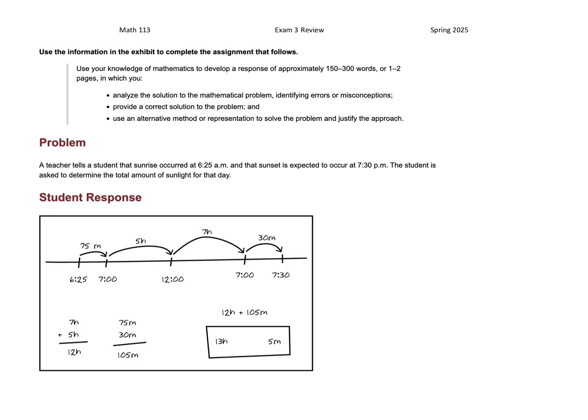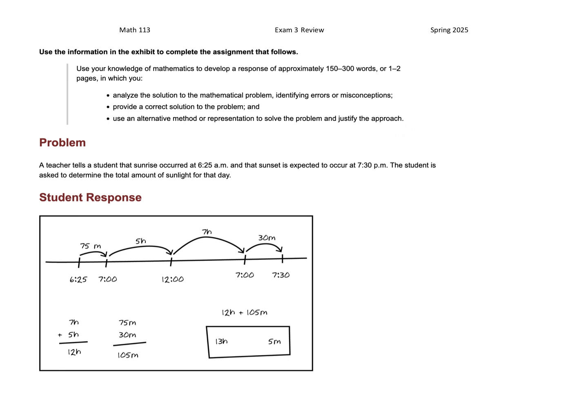Use the information in the exhibit to complete the assignment that follows. Use your knowledge of mathematics to develop a response that's about 150 to 300 words or 1 to 2 pages, in which you analyze the solution to the mathematical problem, identifying any errors or misconceptions. Also, provide a correct solution to the problem. And third, use an alternative method or representation to solve the problem and justify the approach.